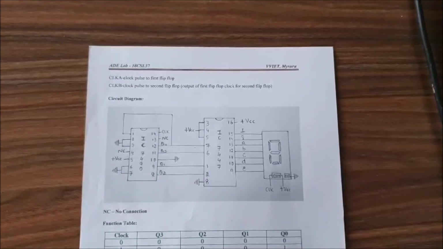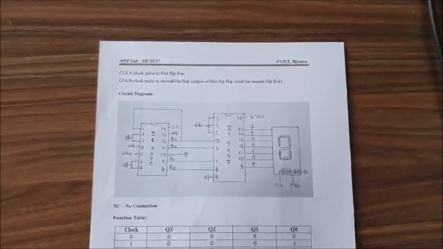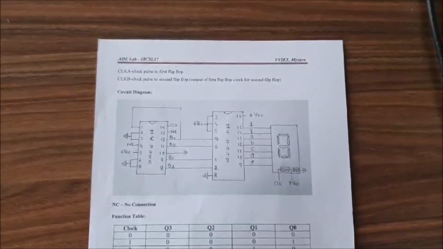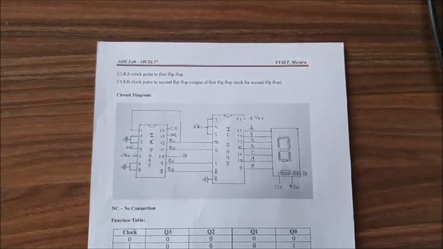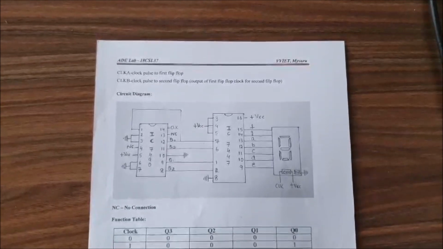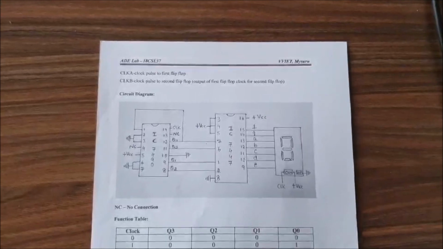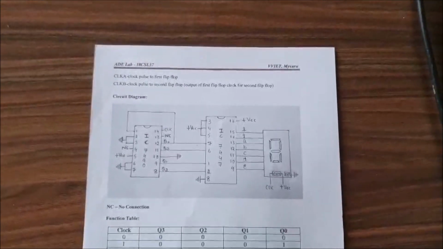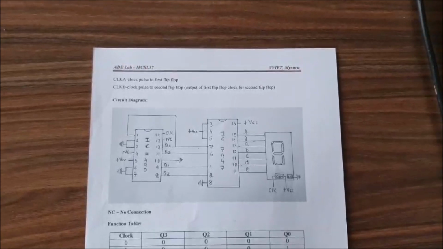Design and implement an asynchronous up counter using a decade counter IC to count from 0 to 9 and demonstrate this on a 7 segment display. So what we need to do is design and implement the asynchronous counter by using the decade counter IC, which usually counts from 0 to 9, on the 7 segment display. In this experiment we will be using two ICs.